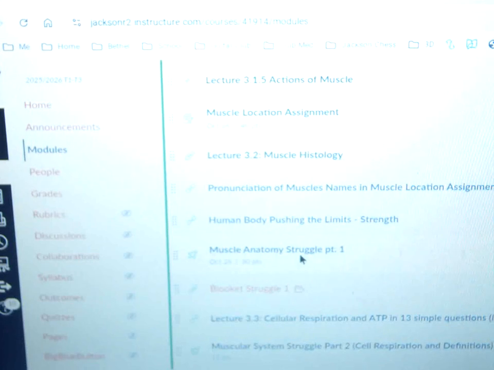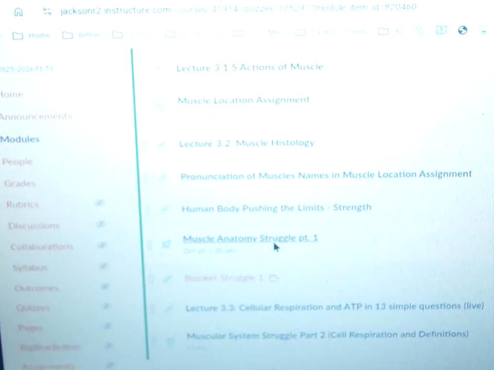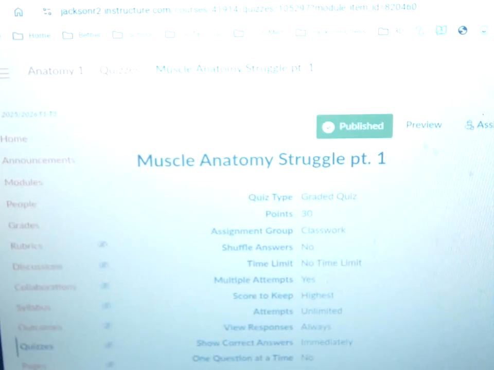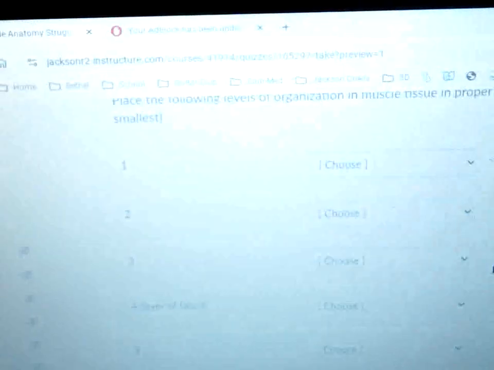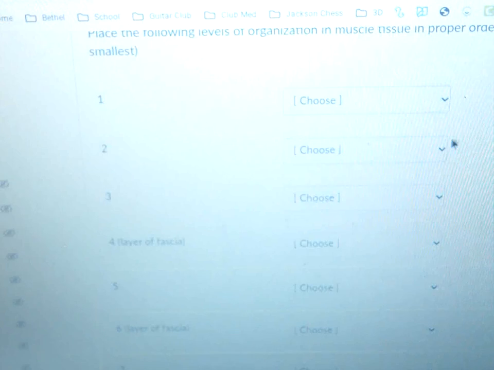All right, so we are right here, struggle part 1. And then I'm going to preview. Okay, and the question that this is dealing with is this guy. Levels from smallest to largest. And boy, that's tough to see. That kind of works-ish. Okay.